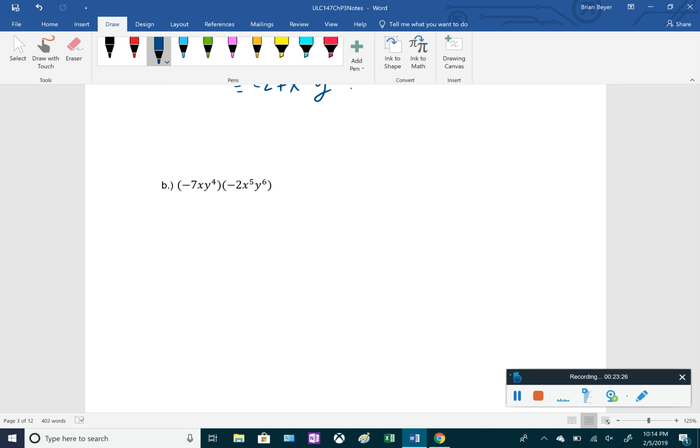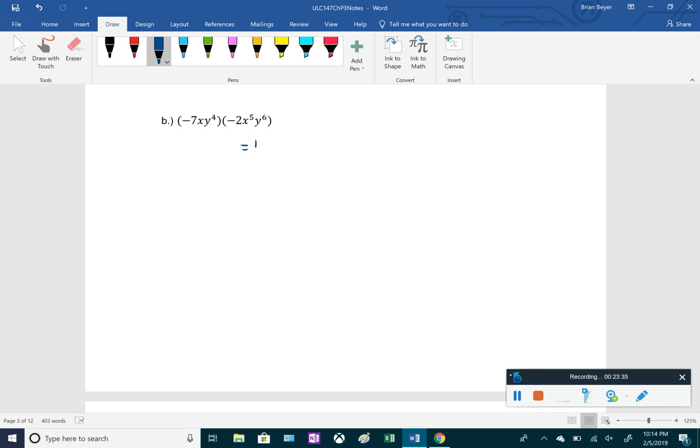Okay, and then for the next one, negative 7 times x, y to the 4th, times negative 2, x to the 5th, y to the 6th. So we're going to multiply the constants. Negative 7 times negative 2 is positive 14. X to the 1st times x to the 5th. Remember, that's an exponent of 1 if it's not there. So we have to add them. This is the product rule. That's x to the 1 plus 5 times y to the 4 plus 6. So we get 14x to the 6th, y to the 10th.